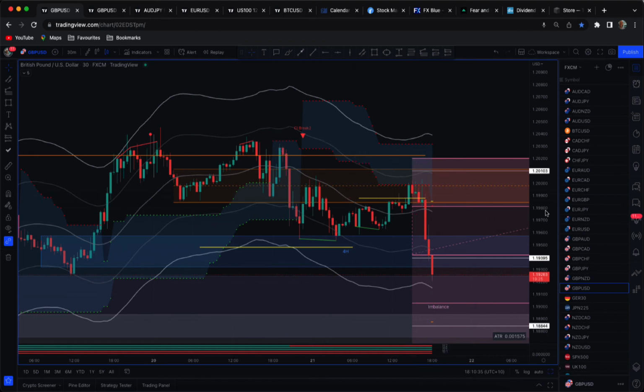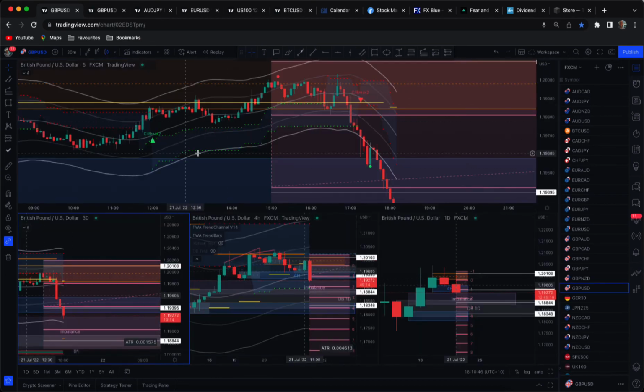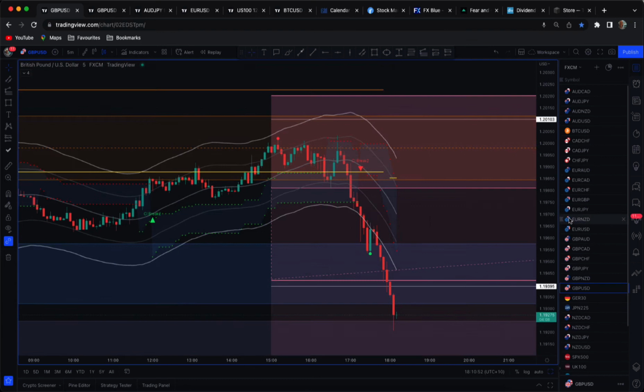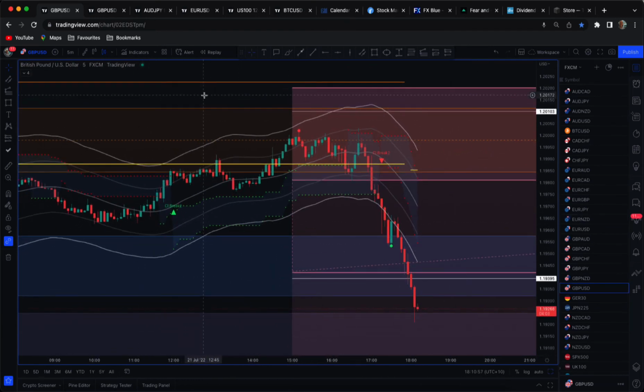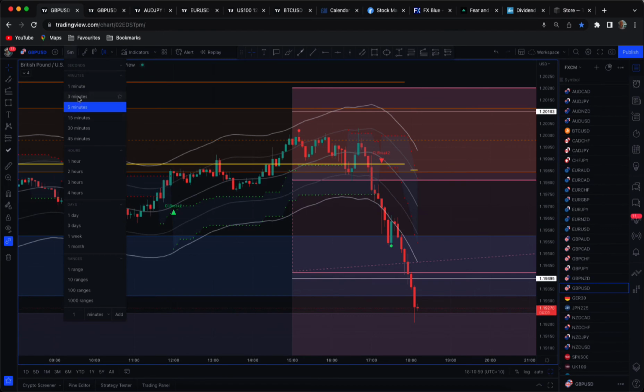Oh, before we go there, see the markup through here? The orange, this dotted line? Right. Here's the thing. For entry, we go down now to the lower time frame. This is picture perfect. This is what I've been saying in my videos, guys. And I prefer the 3-minute chart.